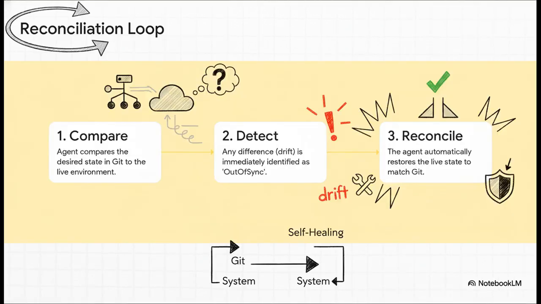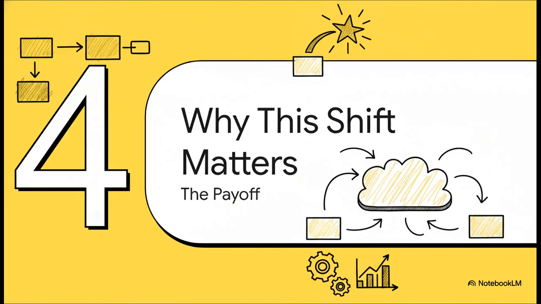This creates this incredible self-healing loop. Remember that thermostat analogy? This is it in action. This agent is constantly in this cycle. Compare what's in Git to what's live. Detect any difference, any drift at all, and then reconcile. It automatically forces the live environment back into the correct state. It's relentless.